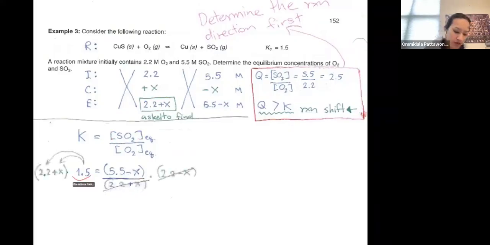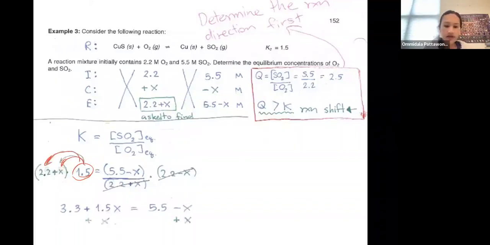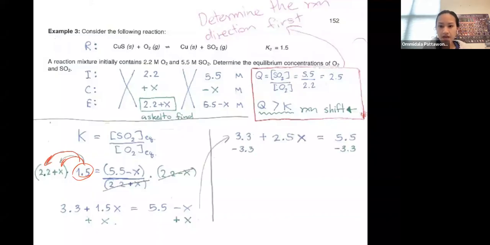Next, you are going to distribute 1.5 into the parentheses here to get this. Next, you are going to move X to be on the same side, so I'm going to add positive X, and then you move the number to be on the same side. So you are going to get 2.5x equal to 2.2. Then solve for x by dividing both sides by 2.5. This x is not the final answer. This x tells you about the change.